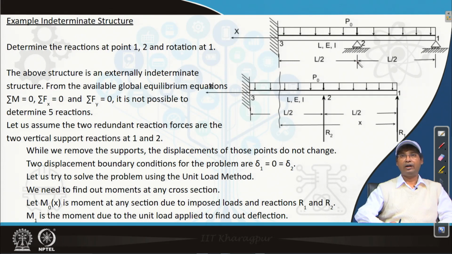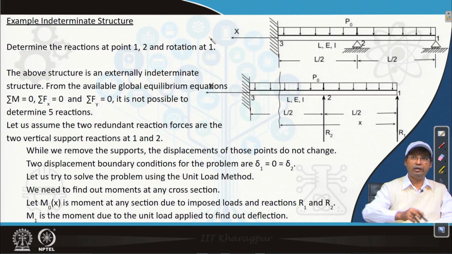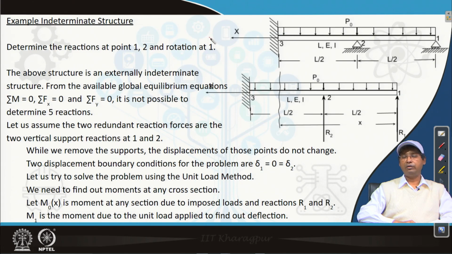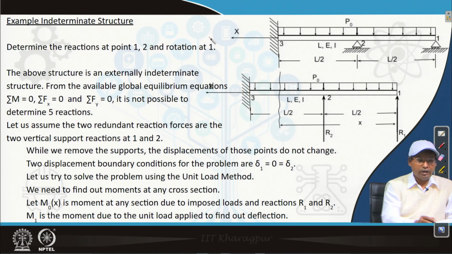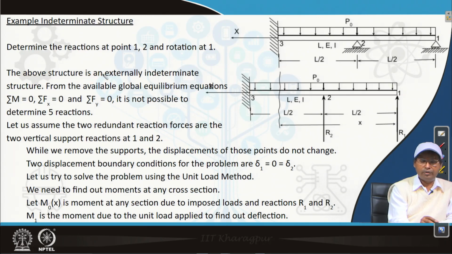So, the total number of unknowns here is 5, 3 here, though we do not have any force in the x direction, but we have that unknown. If we have some inclined force, then definitely x will become an unknown. So, there are 5 unknowns, and the number of indeterminacy is 2. The above structure is externally indeterminate, please note it.